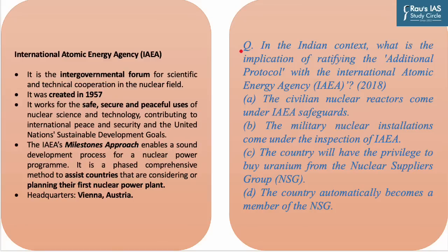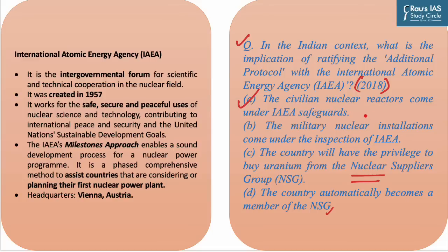Now UPSC asked a question based on International Atomic Energy Agency, that is IAEA, in the year 2018. It says, in the Indian context, what is the implication of ratifying the additional protocol with the International Atomic Energy Agency? Option A, the civilian nuclear reactors come under IAEA safeguards. Option B, the military nuclear installations come under the inspection of IAEA. Option C, the country will have the privilege to buy uranium from the Nuclear Suppliers Group. Option D, the country automatically becomes a member of the NSG, that is Nuclear Suppliers Group.